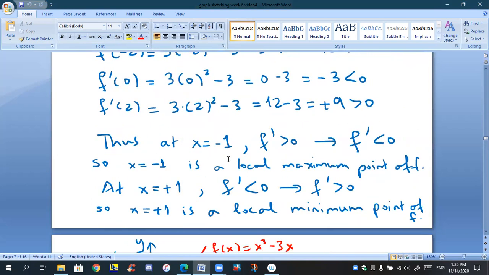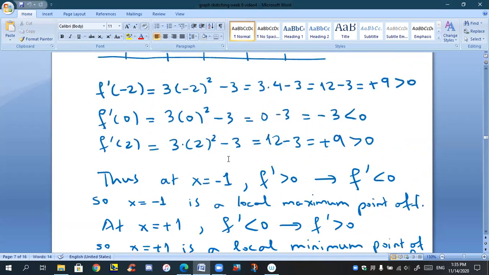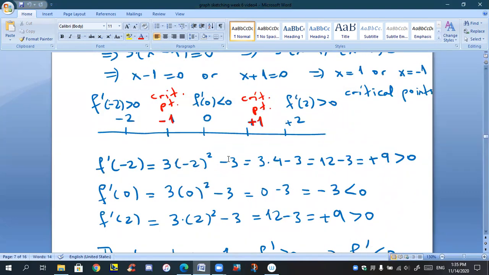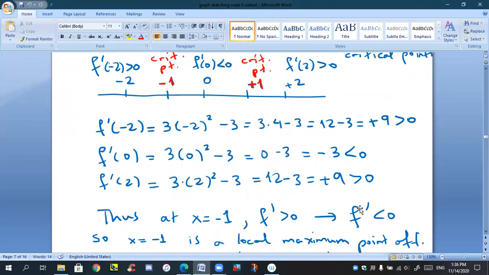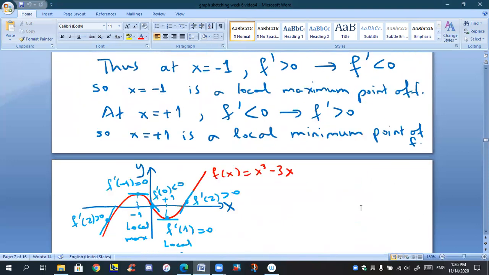So at x equals 1, we know that f prime of 0 is negative. But if you compute f prime of 2, it's going to give plus 9, which is positive again. So before plus 1, f prime is negative, and it changes to f prime positive. F prime negative means decreasing, changes to increasing. Think about it. It's a local minimum picture. So at x equals 1, we have a local minimum point.